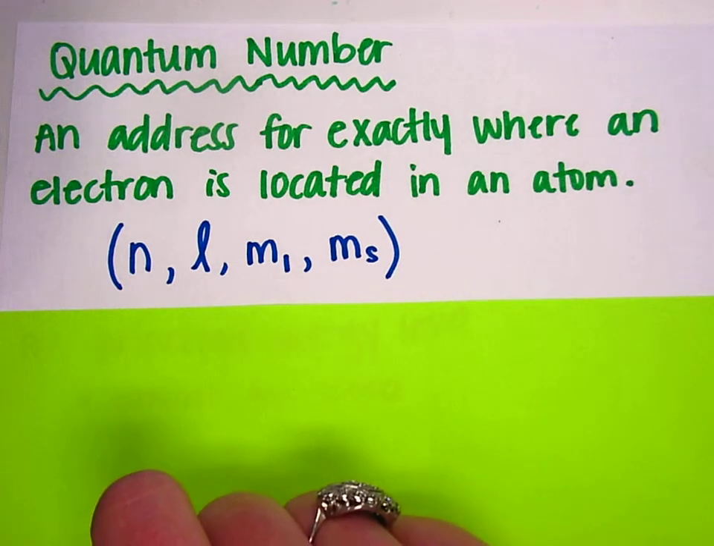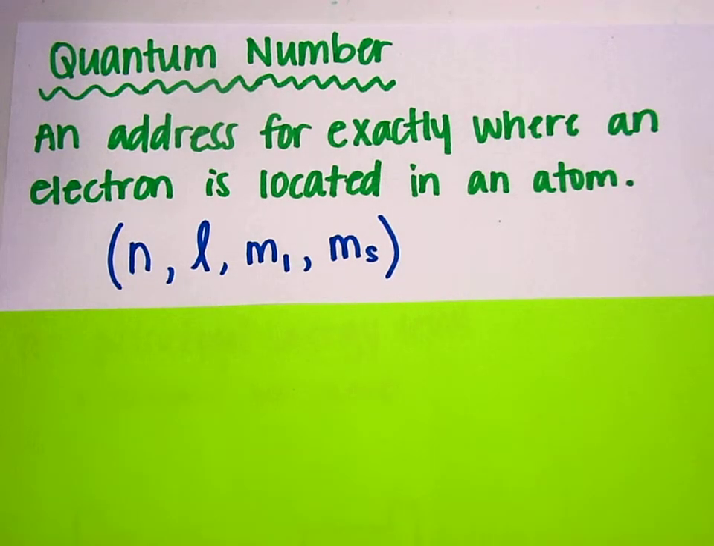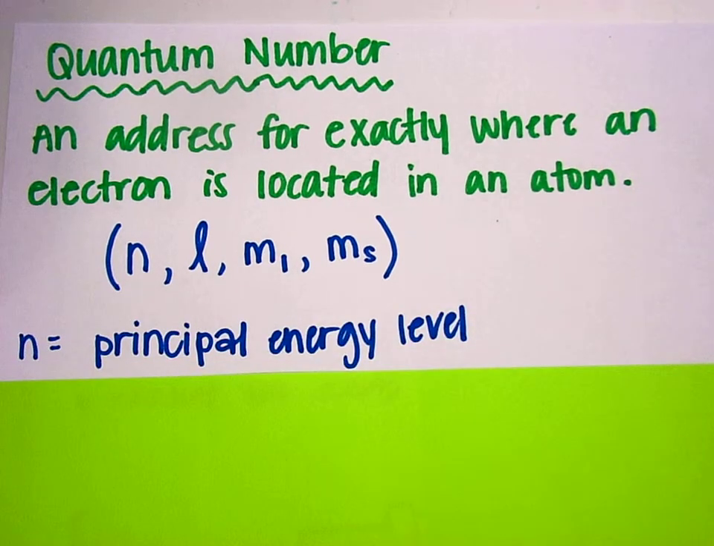Each one of these things will have a number, and that number represents where the electron is located, and it'll get more specific as we go. So your home address is going to start with a number, and then the street, and then the city and the state. It will get less specific. This is going to get more specific as we go, so it's going to get closer and closer to finding that electron for us. The N stands for the principal energy level.